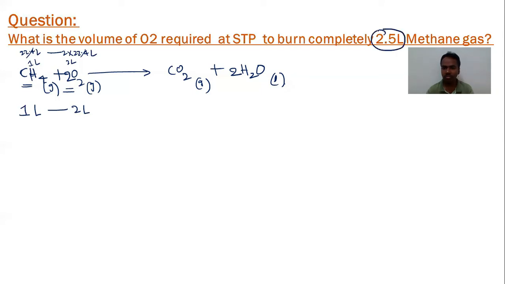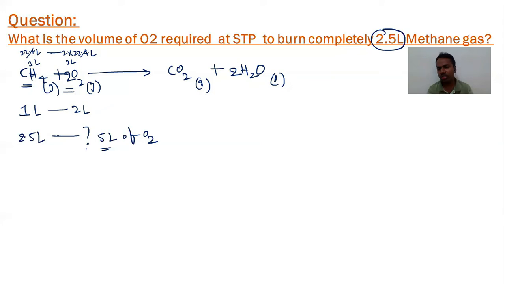If we take 2.5 liters of methane, for complete combustion, how many liters of O2 is required? If CH4 is 1, O2 becomes 2. If it is 2.5, it becomes exactly 5 liters, by cross multiplication. So 5 liters of O2 is sufficient to completely burn the 2.5 liters of CH4. So this is the volume-volume relationship. These two questions come under easy level.